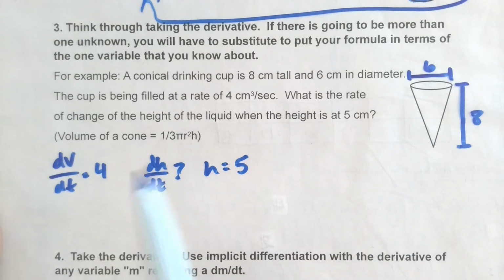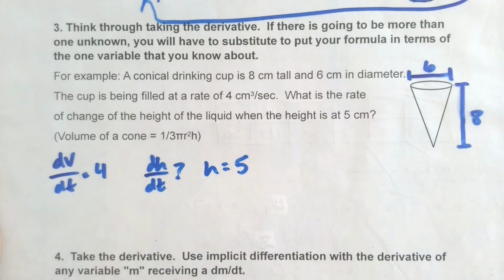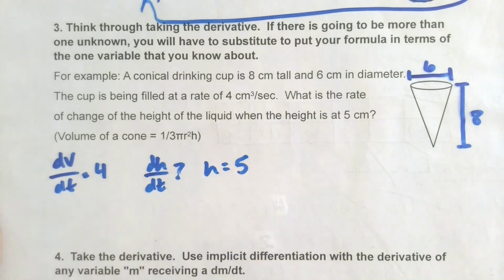Okay, so if we think through taking the derivative here, I will have to use the product rule for that r squared h. So that means that I'm going to have an r, an h, a dr/dt, and a dh/dt, as well as my dV/dt left, which I can plug in 4 for that, I can plug in 5 for the h, but now I'm left with the radius and dr/dt that I don't know, and I'm trying to find dh/dt.